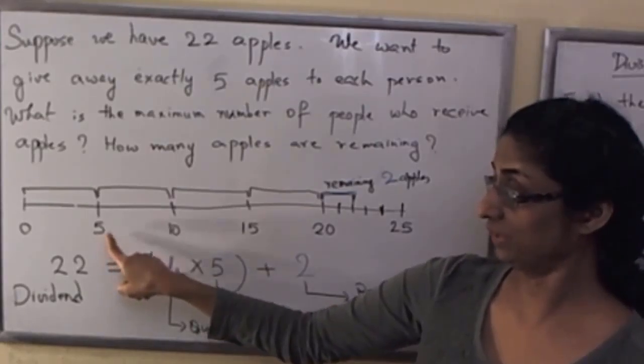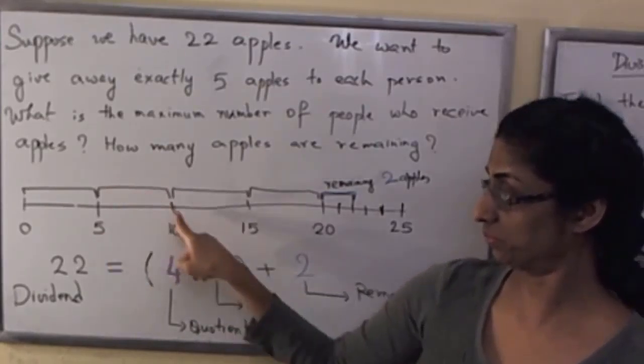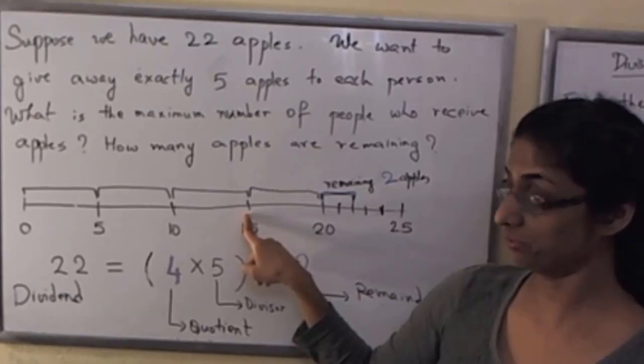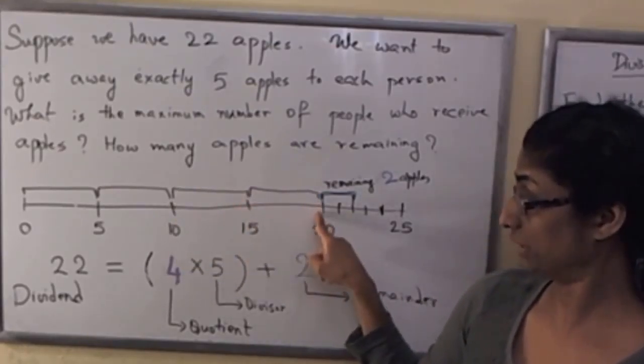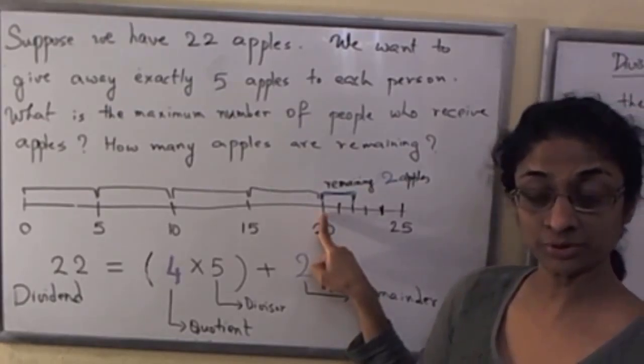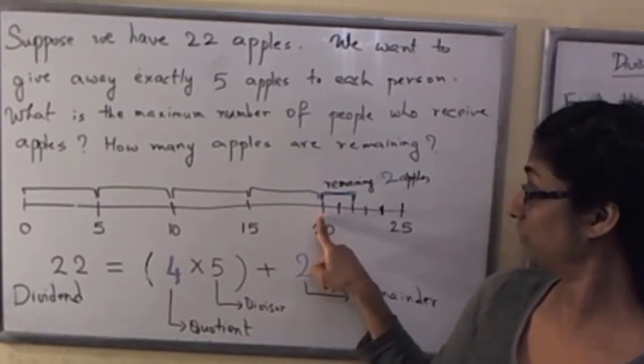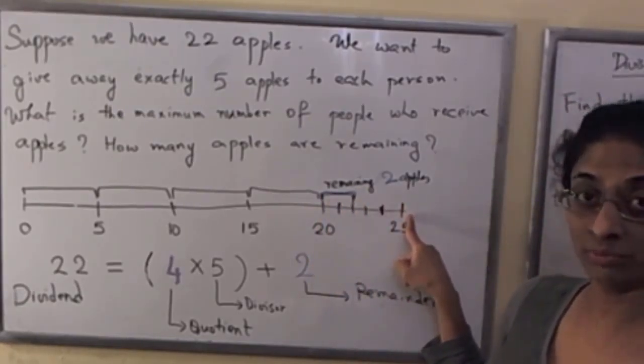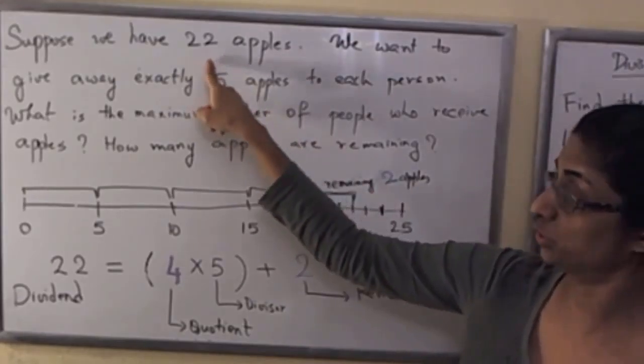So when we do that, we get to 10, that's 2 people. Then we can get to 15, 3 people. 20, 4 people. And if you want to give apples to the 5th person, then we need 5 more. We need to have 25, but we don't have 25. We only have 22 apples.